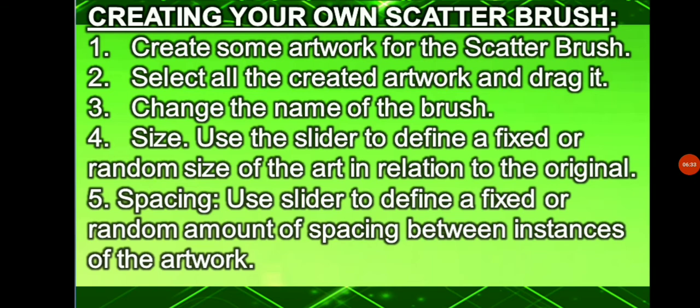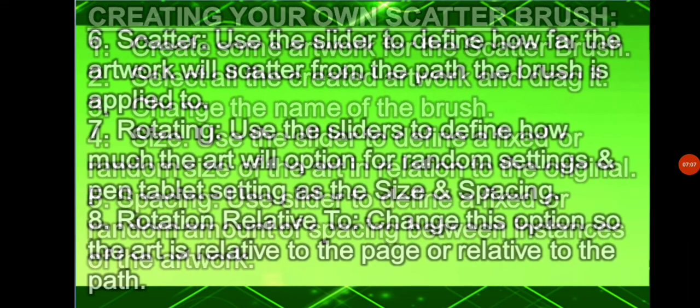4. The size. Use the slider to define a fixed or random size of the art in relation to the original. If you want to define a random size, select random from the drop-down menu next to the size sliders. 5 is spacing. Use the slider to define a fixed or random amount of the spacing between instances of the artwork. If you want to define a random spacing, select random from the drop-down menu next to the spacing sliders. The sixth one is the scatter.